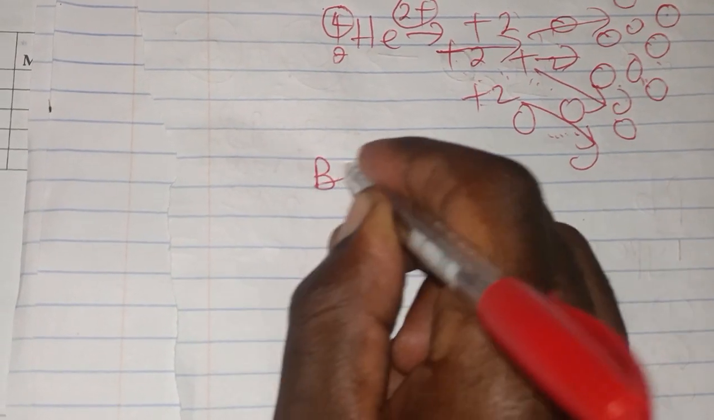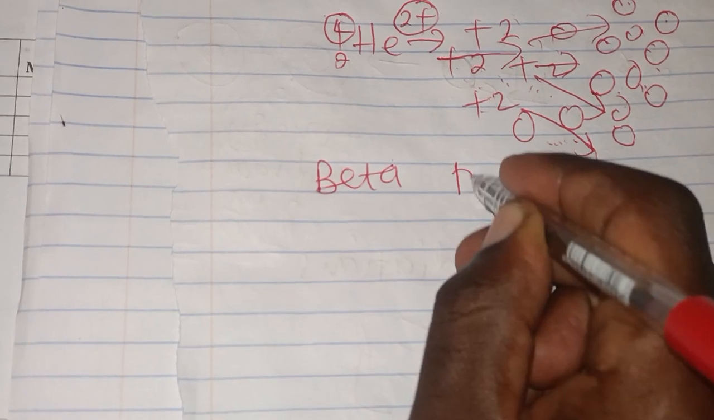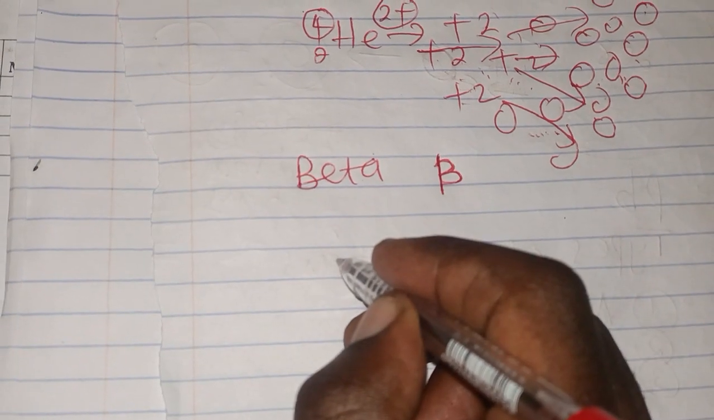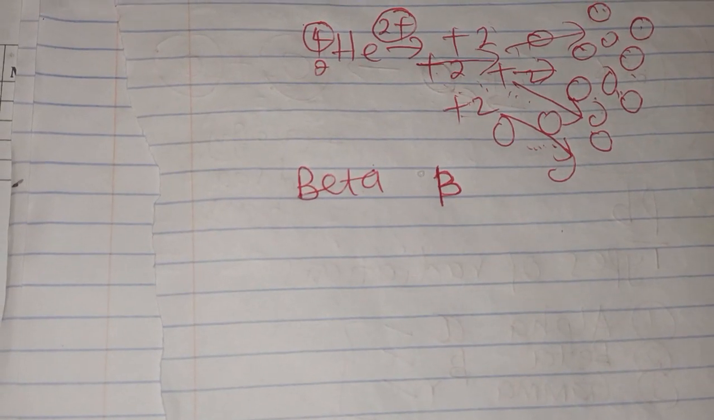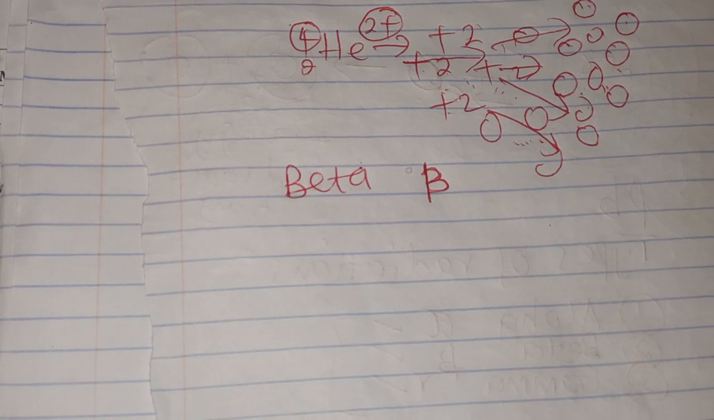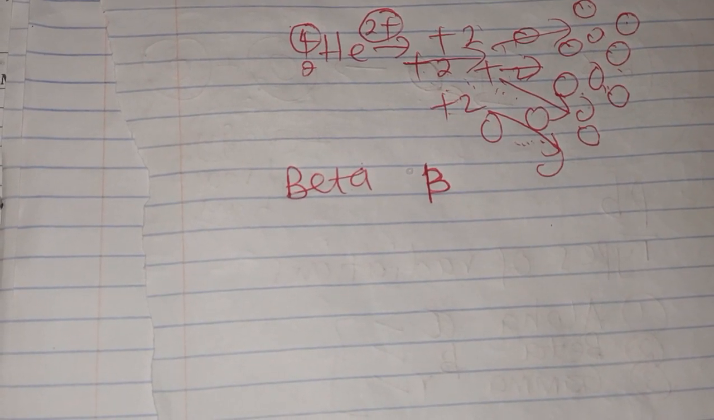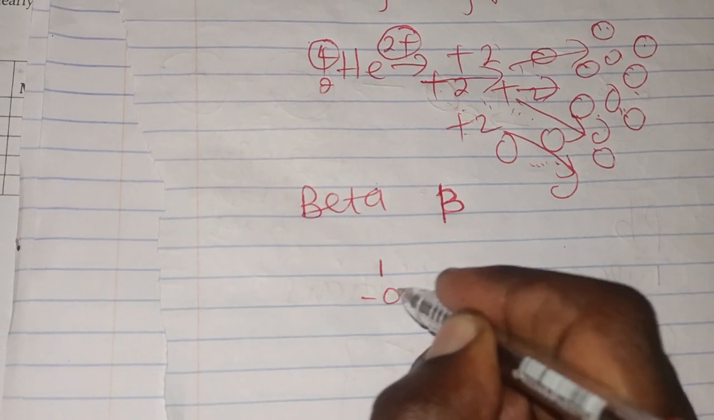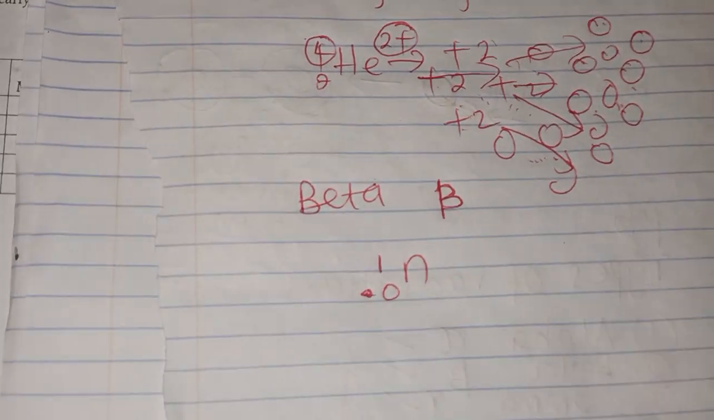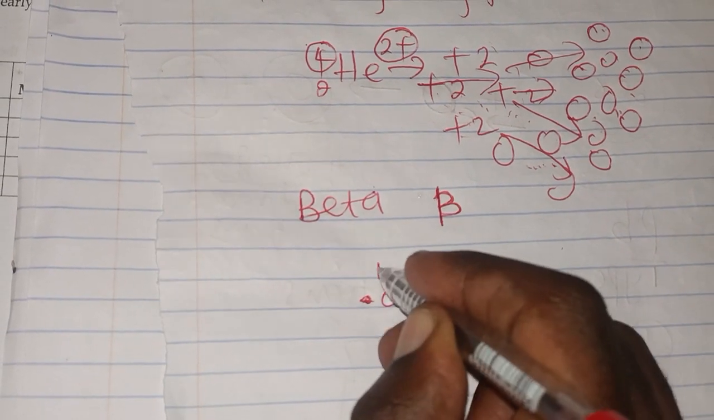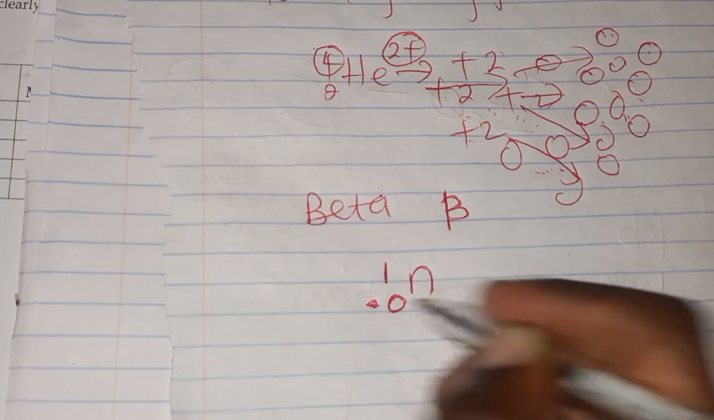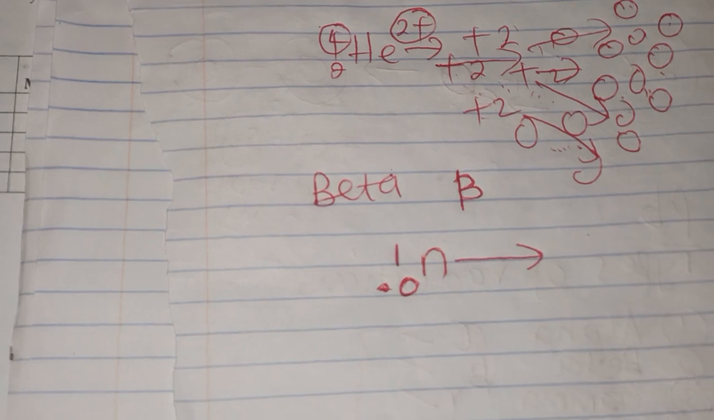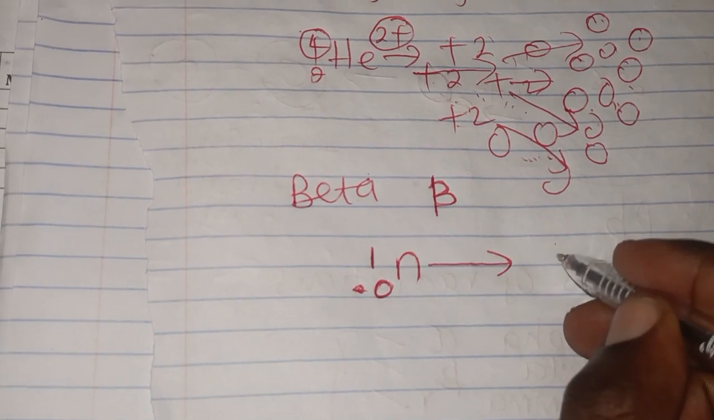And the second radiation is called a beta particle, symbolized as that. And this beta particle is produced when a neutron is emitted from the nucleus. Look at that. So let's say this is our neutron, and this neutron is leaving the nucleus. This is a neutron with a mass number of 1 and no atomic number. And this neutron is splitting.